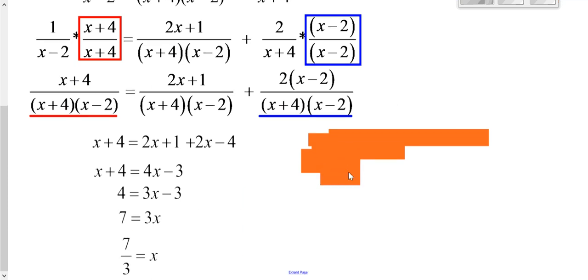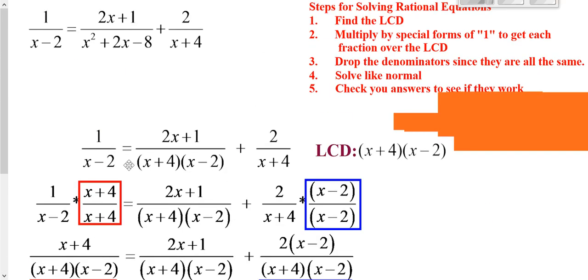And we get 7/3. And then you'd want to double check to make sure that that doesn't cause you to divide by 0. 7/3 minus 2 is not 0. 7/3 plus 4 is not 0. And this one here in the center, you could factor it and look at it in here. It's easier to plug the numbers in. Neither one of them are 0.